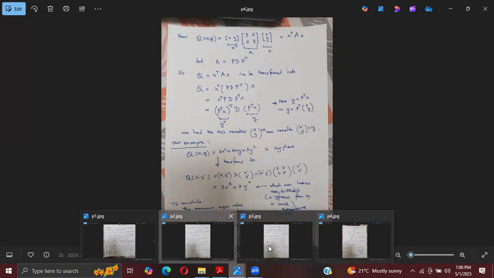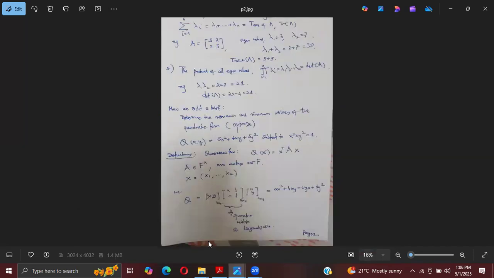Okay, so let's go back to where we were, the continuation. Once we have a quadratic form, something comes out here. I mentioned on page 2 that for a 2 by 2 case, we have xy times this ABCD matrix times xy, which is represented this way when you expand.